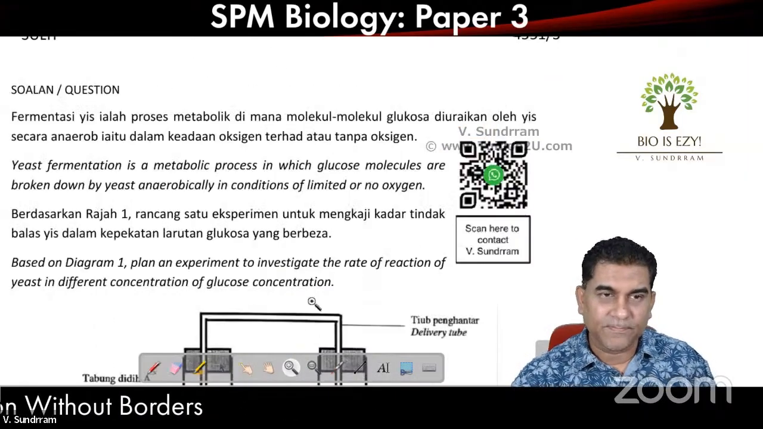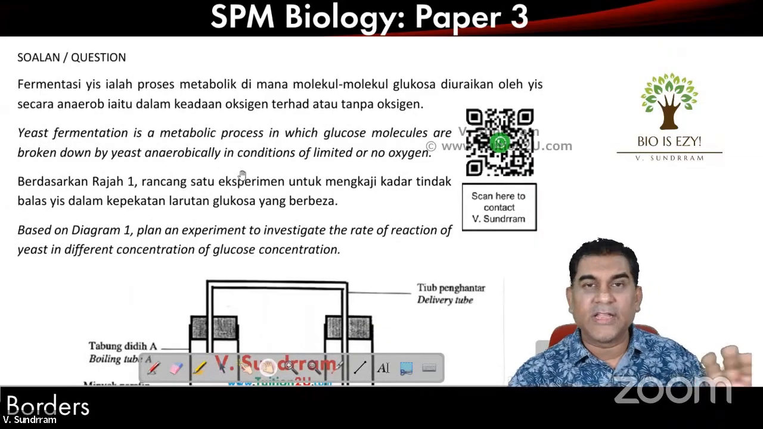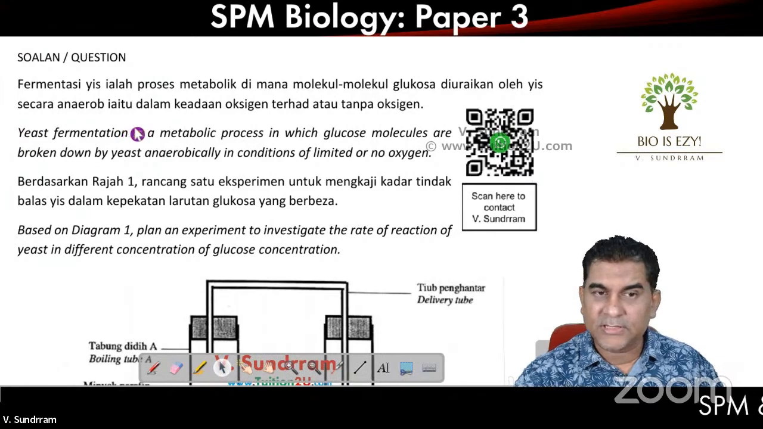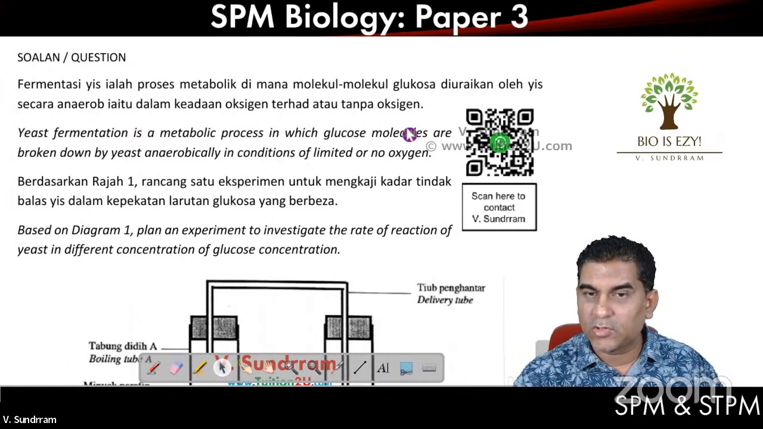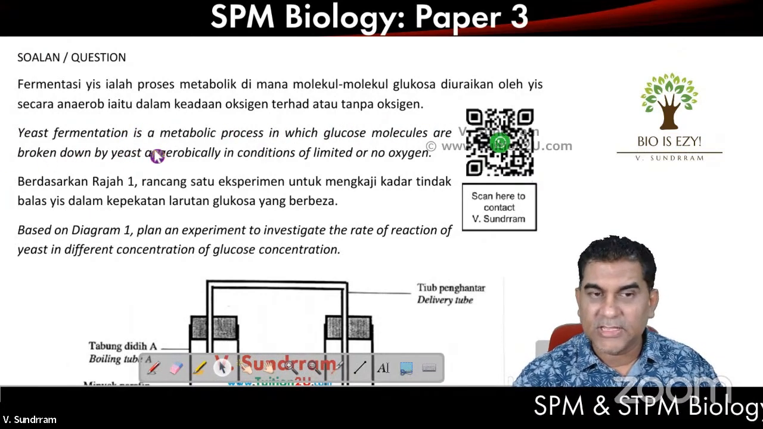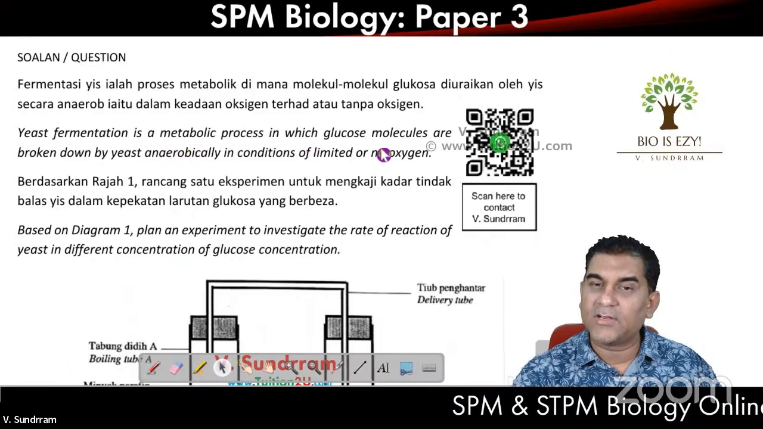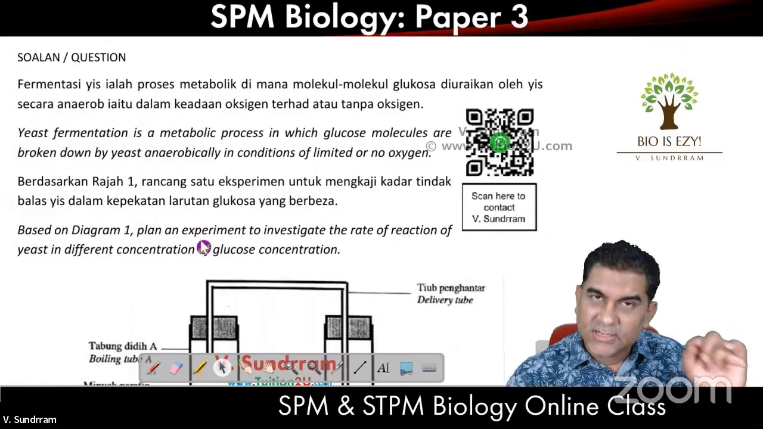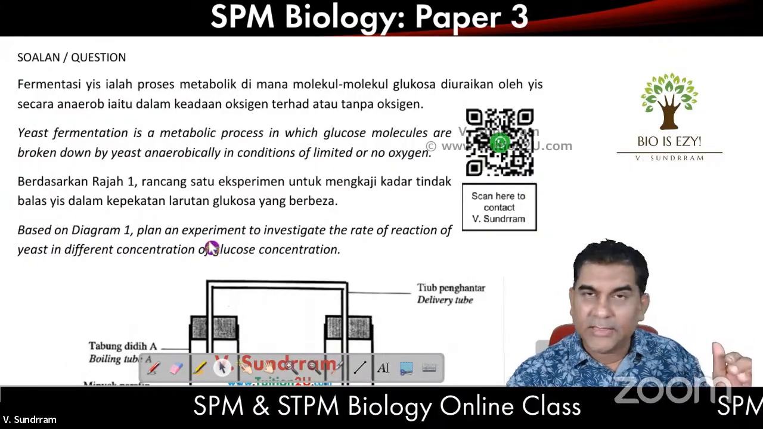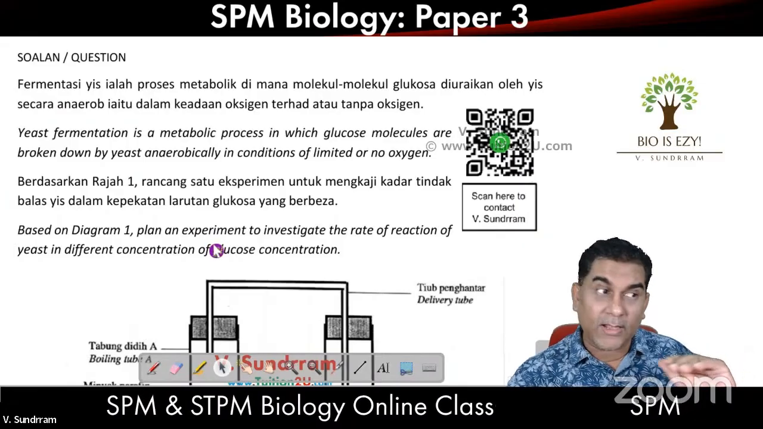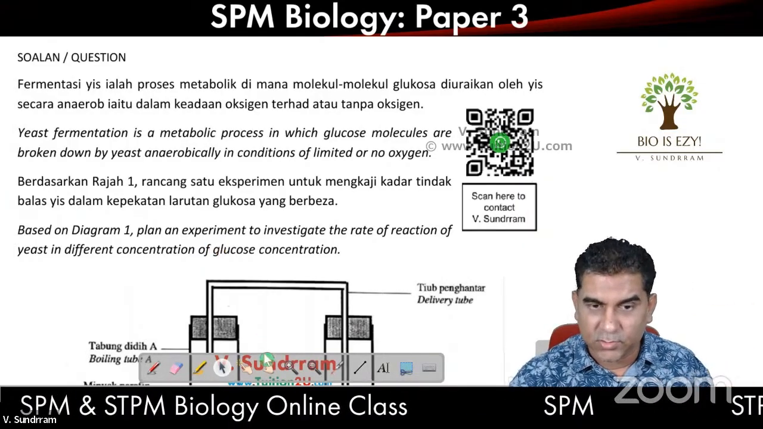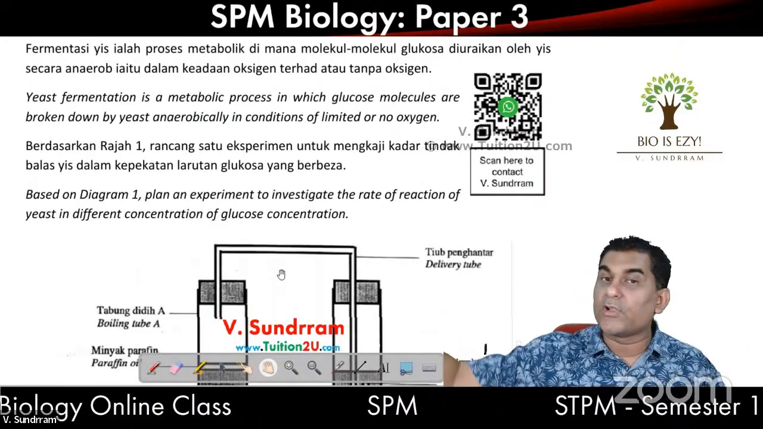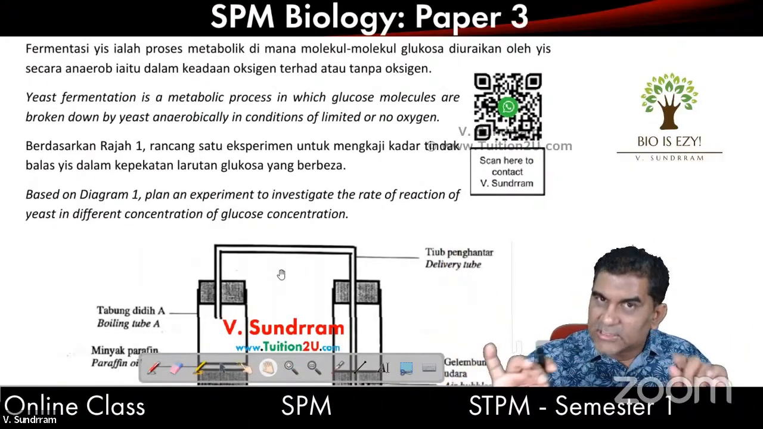The first sentence is normally a general description of what you're supposed to do in the experiment. Yeast fermentation is a metabolic process in which glucose molecules are broken down by yeast anaerobically, in conditions of limited or no oxygen. Based on diagram 1, plan an experiment. This sentence is important because they are telling us what the experiment is and what the manipulated and responding variables are. So you need to take note of this sentence when you have the words plan an experiment, do or conduct an experiment.